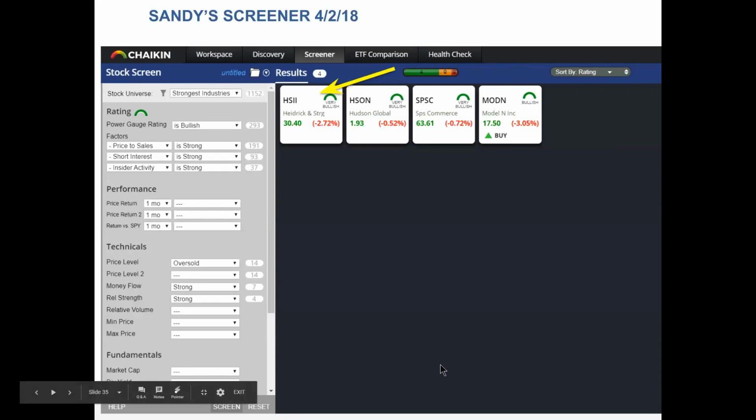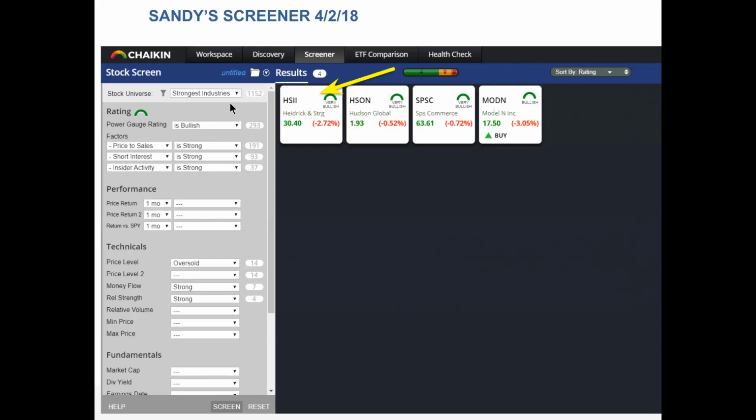All right, so I said I was going to show you how I find these stocks, and here's how I found Heidrick & Struggles. We have something in the workstation called Screener. This is a huge time saver. And what this allows you to do is type in your criteria, and then it'll screen the universe of 5,000 stocks and give you only the stocks that meet that criteria. And you can save the criteria.